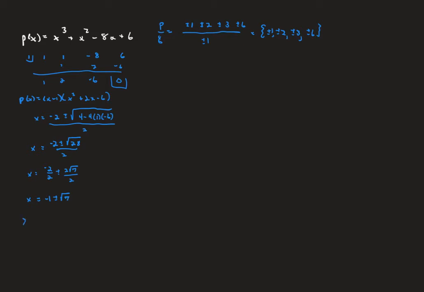So we can reduce that further and say that negative 2 over 2 is negative 1, plus or minus the square root of 7. So our zeros are going to be the 1 that we got on the first try, and then negative 1 plus square root of 7, and negative 1 minus the square root of 7.